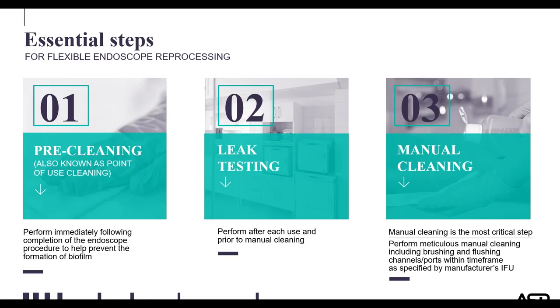Pre-cleaning or point of use cleaning needs to be performed immediately following the use of the scope, wherever that occurs. What is used is determined by the scope manufacturer's IFU. However, professional guidelines do give some general guidance as well. The basic steps for pre-cleaning a flexible bronchoscope, for example, include wiping down the external surface and suctioning through the suction biopsy channel. And should that scope have another channel, you want to suction through that as well.